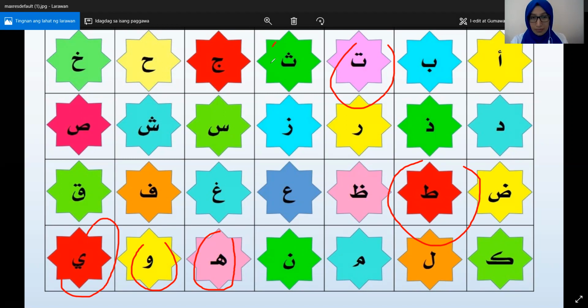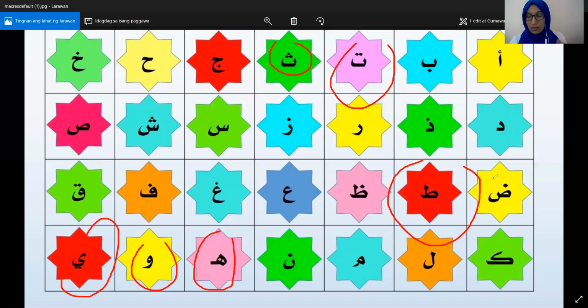To say this one, you need to put your tongue between your teeth, and you say it. Okay, jim is simple. Ha, as I told you. Then kho. Kho is heavy, the first heavy letter. I say kho, kho. Dal, light. Thal, light. Ra sometimes is light, sometimes is heavy. When we say ra, it is heavy, but ri is light. Zay, light. Sin, light. Shin, light. Then sad is the second heavy letter.